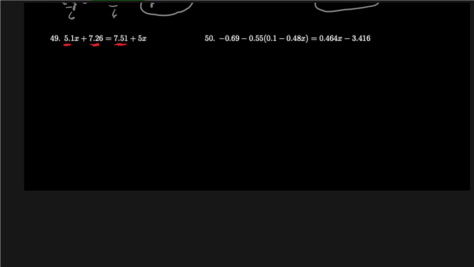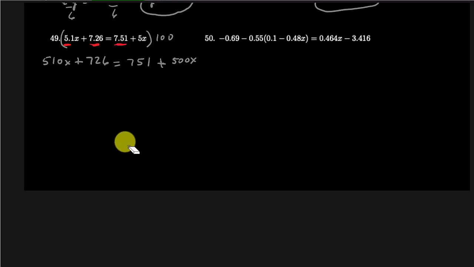So that means we are going to multiply everything by 100. So we multiply the 5.1. If you take 5.1, you multiply it by 100, it moves it 2 places to the right. You got to add a 0. So that's going to be 510x plus, move it 2 places to the right, 726 equals, move it 2 places to the right, that's 751 plus, and then 5x times 100 is 500x.